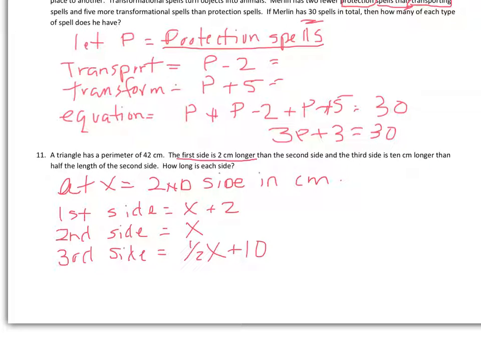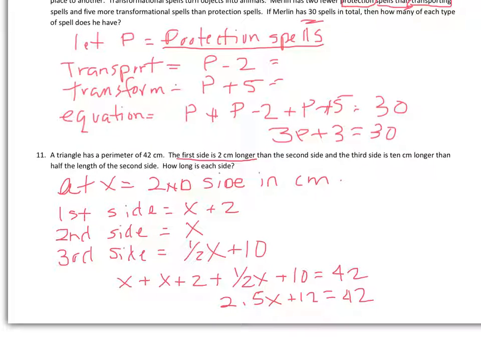So, x plus 2 plus 1/2 x plus 10 equals 42. If I'm going to combine like terms, I get 2.5x plus 12 equals 42. I'm going to let you solve that, but remember, once you solve x, which is only the second side, you also have to solve the first and the third side. All right, let's go on to page 2.